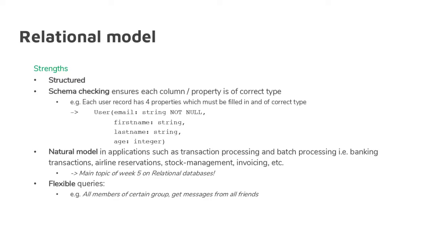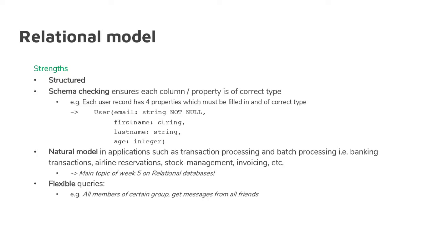The relational model is actually a natural model. It's also a very old type of model. The relational model was introduced in the 70s. And at that time, applications were transaction processing, batch processing, for example, banking applications where you have to manage all the financial transactions, airline reservations, stock management, invoices. So these are the kinds of applications where you really would prefer a natural model. It's also the main topic in week 5 on relational databases. That's where it's a natural model.